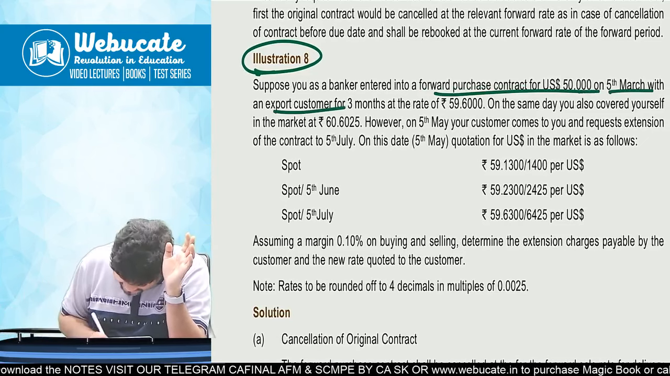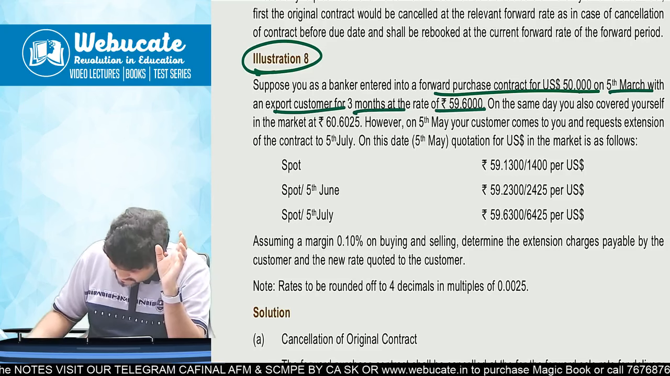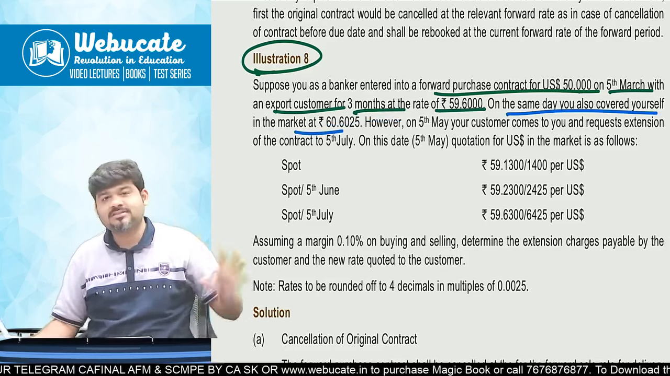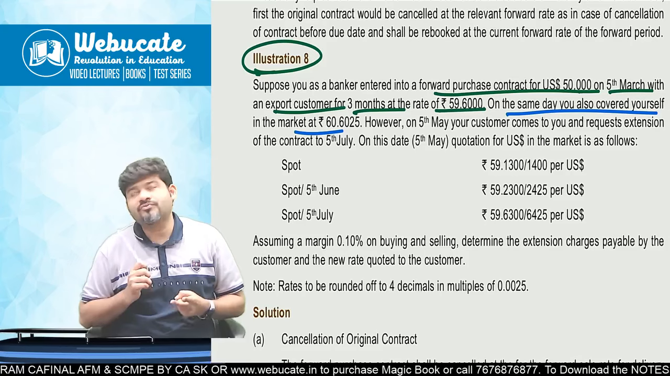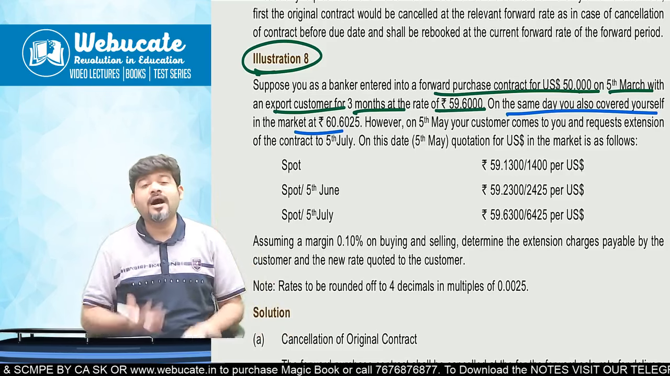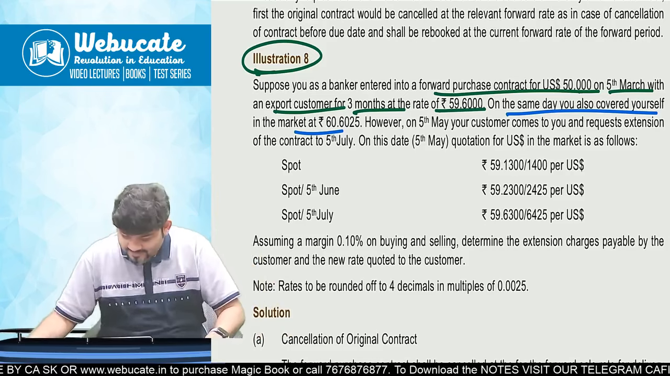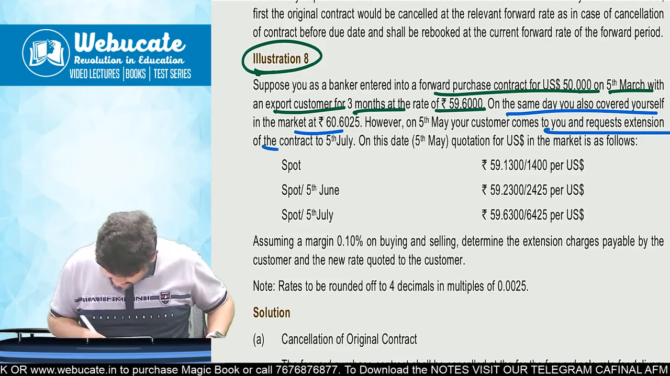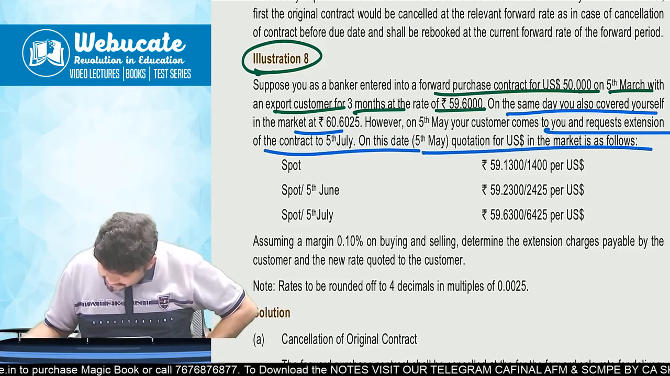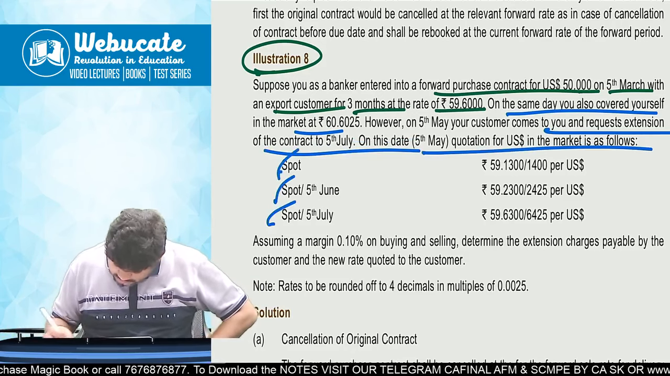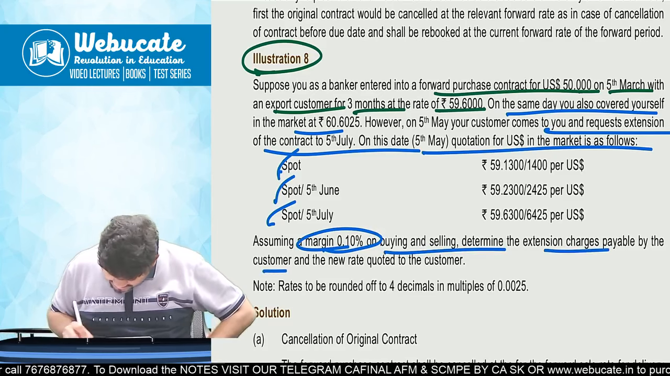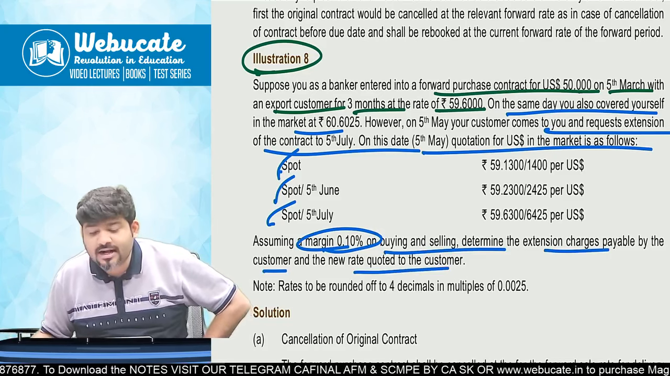You are purchasing. A customer is selling $50,000 on 5th March with an export customer for 3 months at the rate 59.6. On the same day, you also covered yourself in the market. See, we are not concerned. In case of extension and in case of cancellations, we are not concerned with the banker what he is doing. We are just concerned with the customer. However, on 5th May, your customer comes to you and requests extension of the contract on 5th July. On this date, 5th May, quotation for US dollar is as follows. Assuming a margin of 0.1% on buying and selling, determine the extension charges payable by the customer and the new rate quoted to the customer.